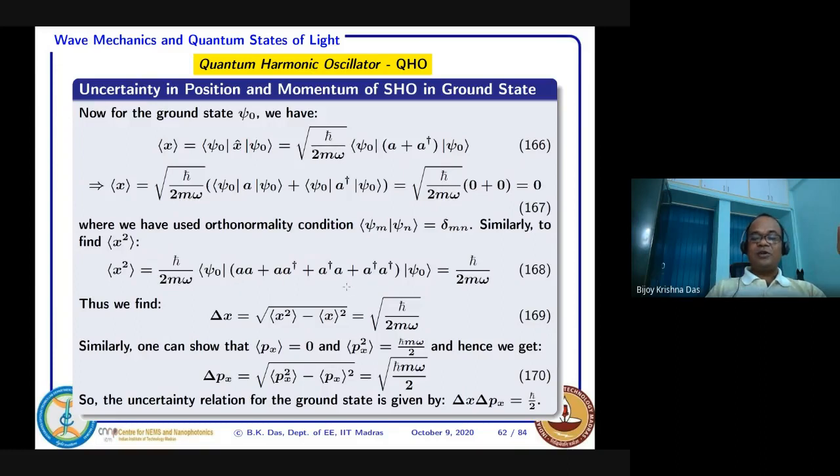Now, step by step, see what you get. For the first term, suppose psi naught bra, A A, and psi naught ket. First, if you operate A on the psi ket, you should get 0, right?